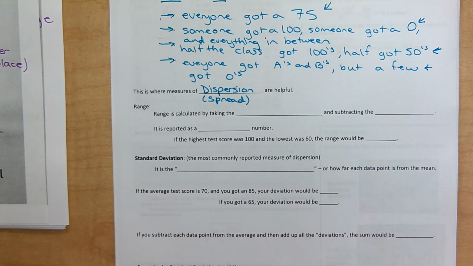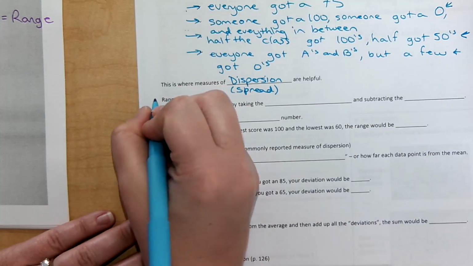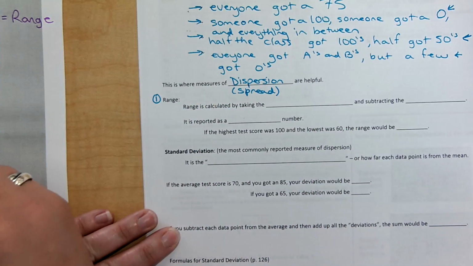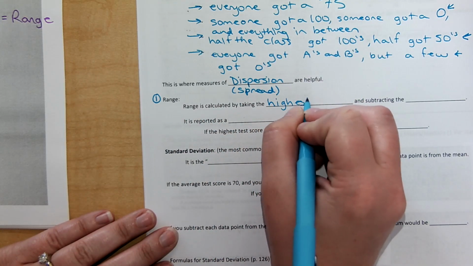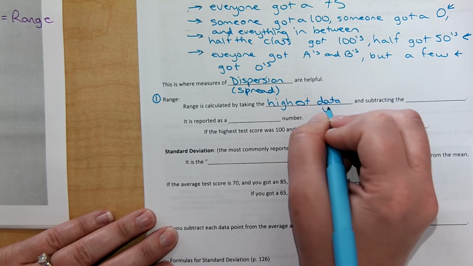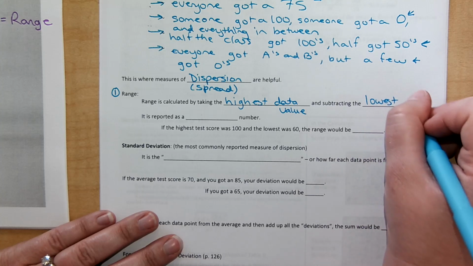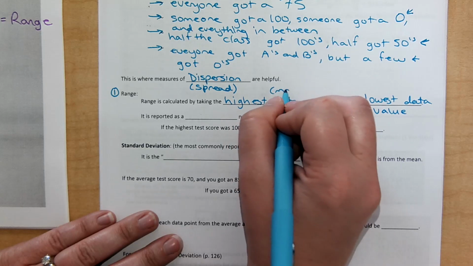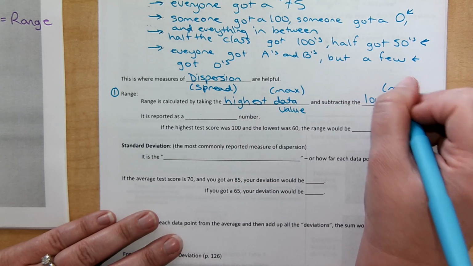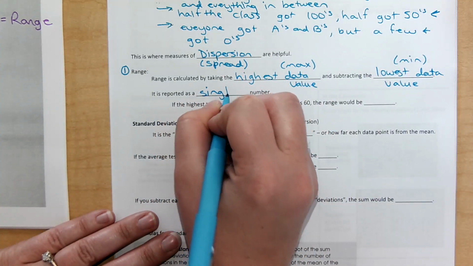And so we kind of need to get a sense of how our data is related to each other beyond just taking an average. So the first thing we're going to learn about is called range. That's the first measure of dispersion. Range is calculated by taking the highest data value and subtracting the lowest data value. We call the highest data value the max for maximum, and the lowest data value the min for minimum. It is reported as a single number.